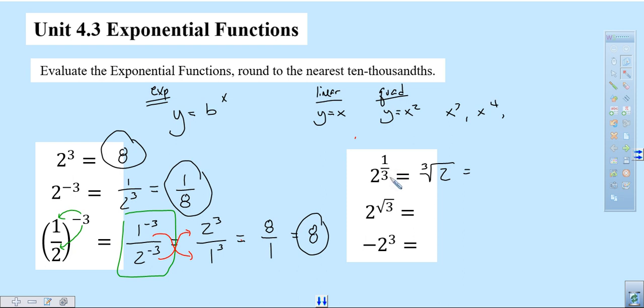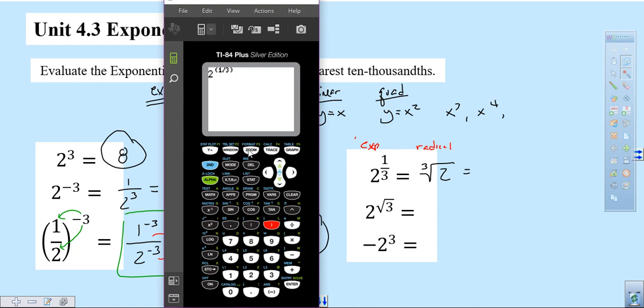Here, when we have 2 to the 1/3 power, remember, and we had an example of this, this would be exponential form, and this would be radical form. So we remember that these are actually synonymous to each other. So we have a couple ways to put that in our calculator. We could pull our calculator, we could say 2 to the 1/3, press enter, get a decimal. And whenever you get a decimal like that, check to see if it actually comes out to be a fraction.